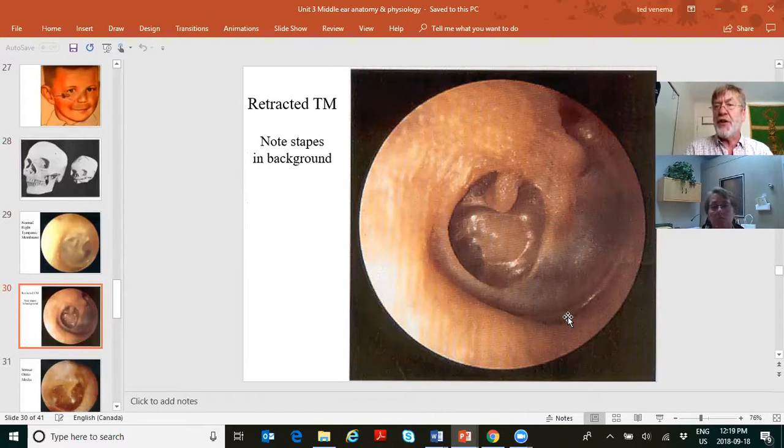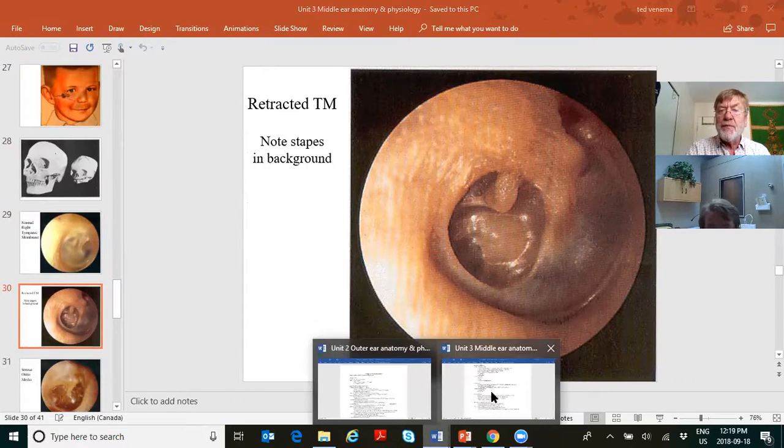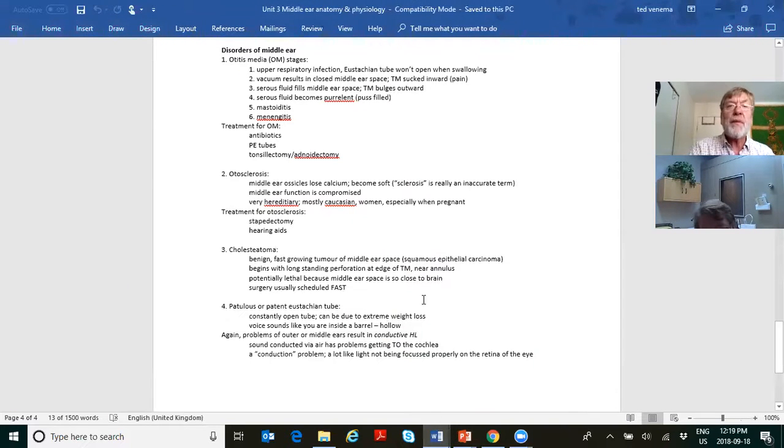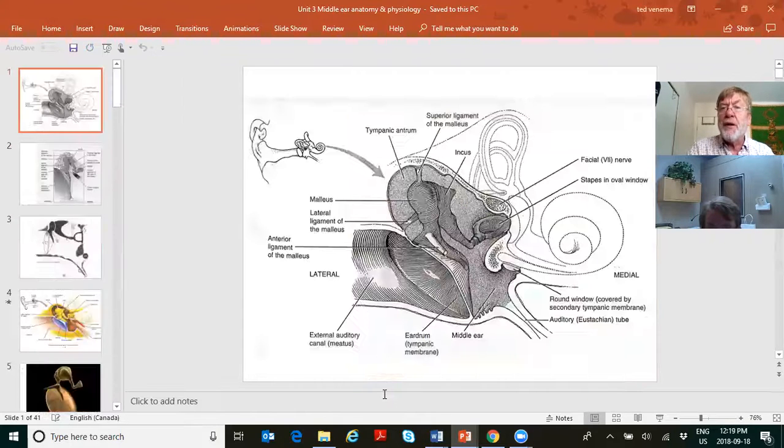Here's a retracted eardrum. So the first thing that's going to happen with otitis media, let's look at our chapters now as we've written them down in our notes. Upper respiratory infection, eustachian tube no longer opens when you swallow. So now, because the mucus lining of the middle ear is constantly absorbing oxygen, look at this mucus lining. It's constantly absorbing oxygen. And if this eustachian tube does not open, you're not getting any new air coming into the middle ear space. So the first thing you're going to get is a vacuum.